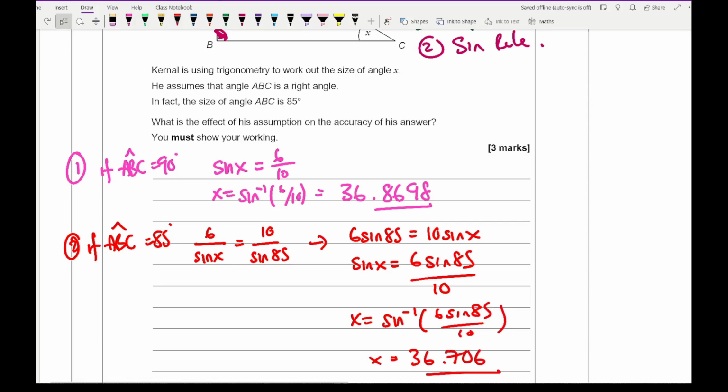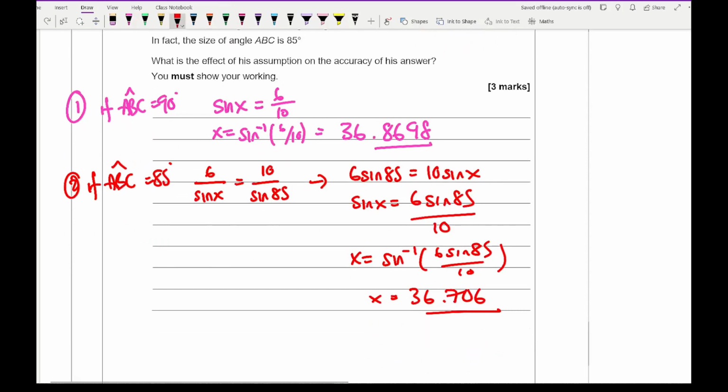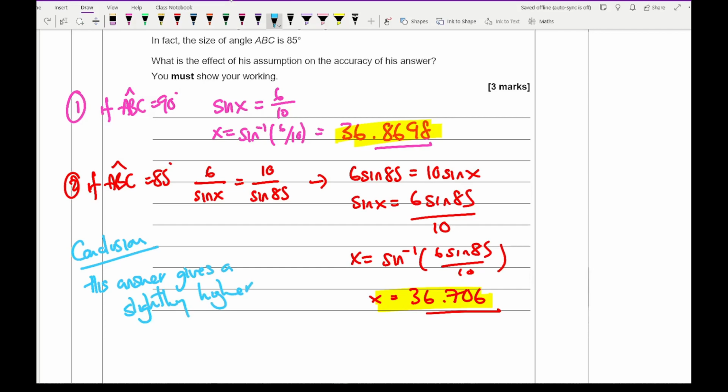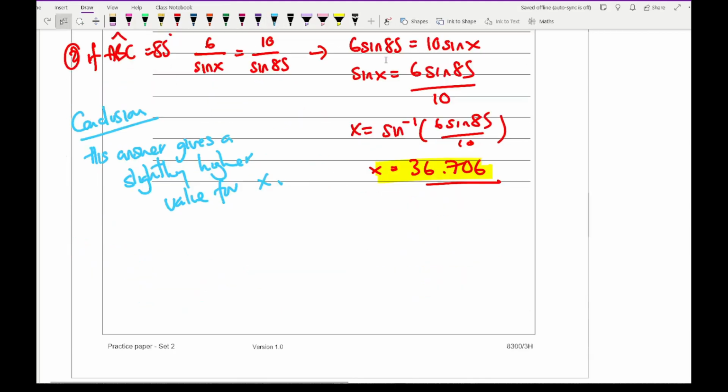Now in terms of this, what you then want to do is compare these two answers. So as you can see, in terms of the conclusion, we can see that his answer gives a slightly higher value for x. Now for 3 marks, I think that's a pretty stingy question, but hey ho.